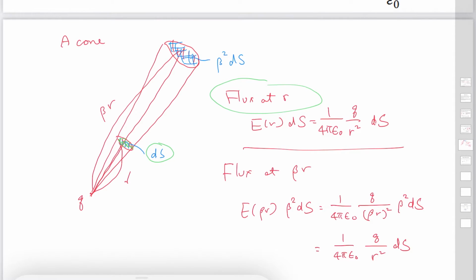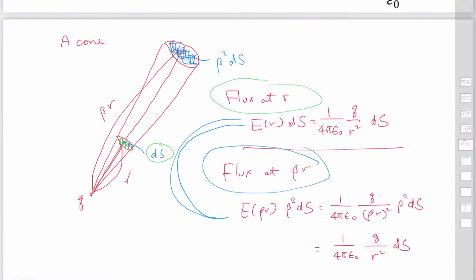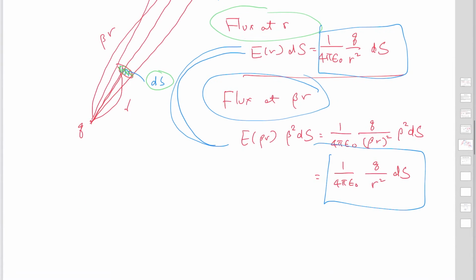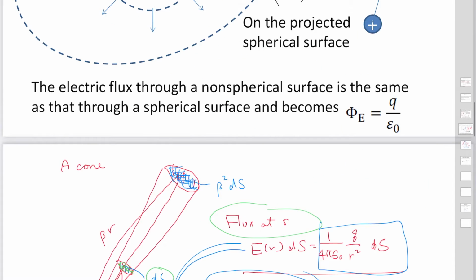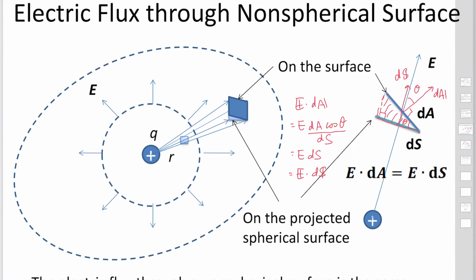So this is the flux through these areas, the blue ones. And then you could compare these two forms. Actually, it becomes exactly the same. We discovered the flux is independent of the radius of a closed sphere. Okay, so we could consider this dS, but you can choose this dS or this dS. It doesn't matter. It's always the same.